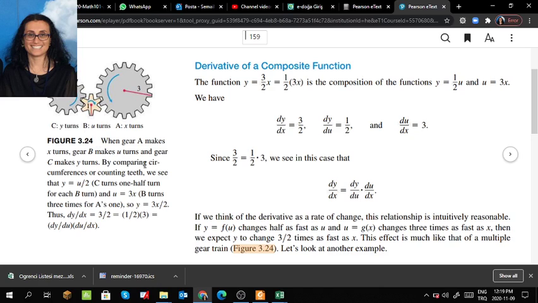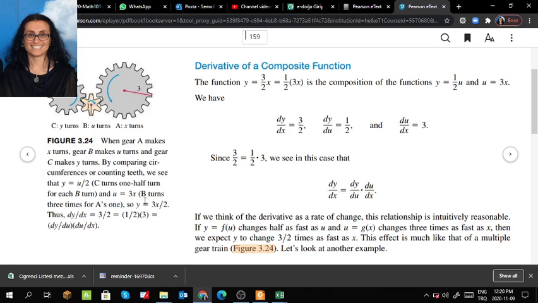2 to 1. And then you can also compare u with gear A, and gear B versus gear A gives us u is equal to 3x. This is because B turns 3 times while A is turning once. So the relationship between all these gears is y is equal to u over 2, u is equal to 3x.